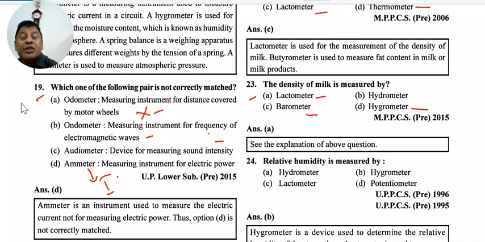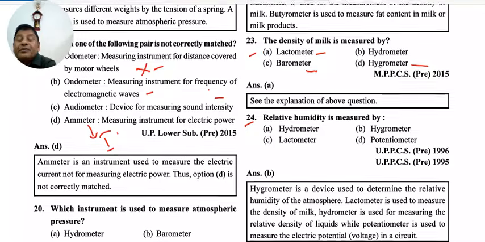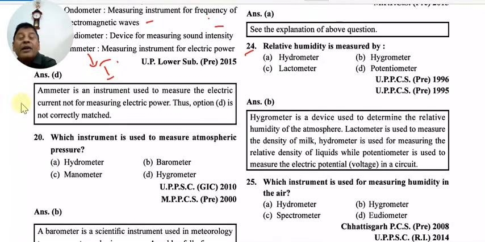Now come to this question. Relative humidity is measured by, कैसे मापते relative humidity को? Yes, it's the hygrometer. So the right response is B, because lactometer measures the milk. Potentiometer measures the electromotive force of the cell.